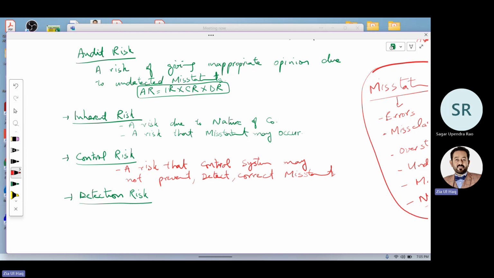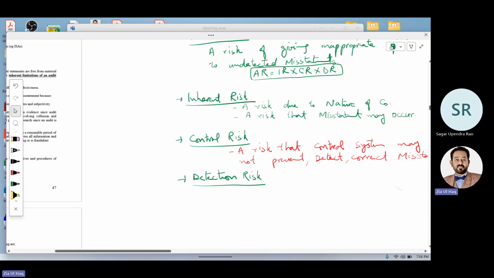This risk is relating to control issues of client company, meaning client company's internal control system is not able to prevent, detect, or correct mistakes. Company is having no internal audit department. If company is not having an internal audit department, due to lack of monitoring of control system, misstatements may not be prevented, detected, and corrected by the system. We will call it control risk.